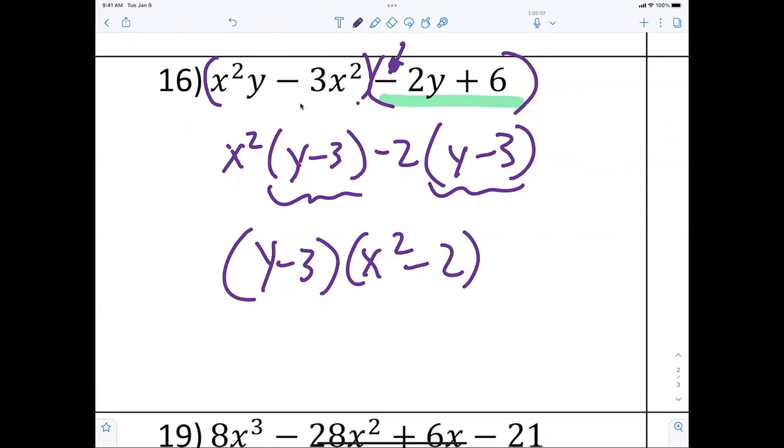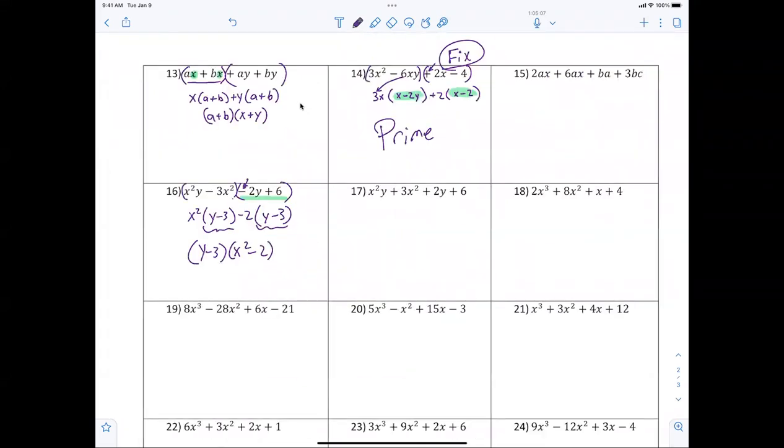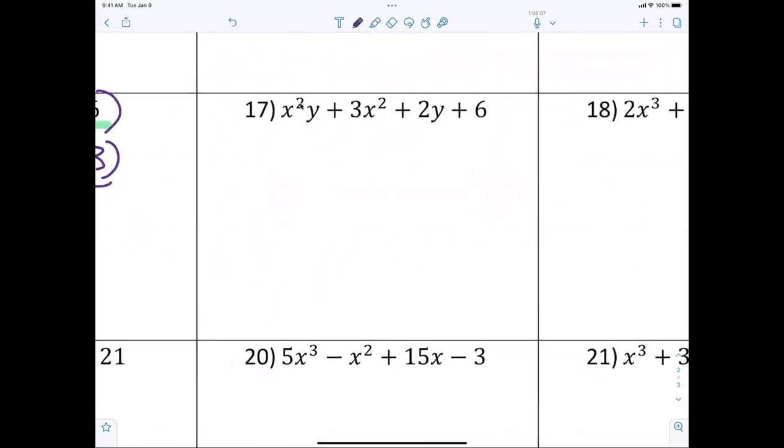I was looking at 15 and I think that one's fun. I agree. I appreciate that. You can't. All right, here we go. We'll do 17.